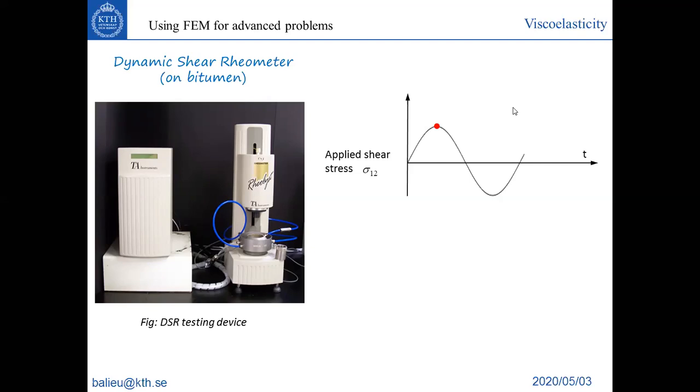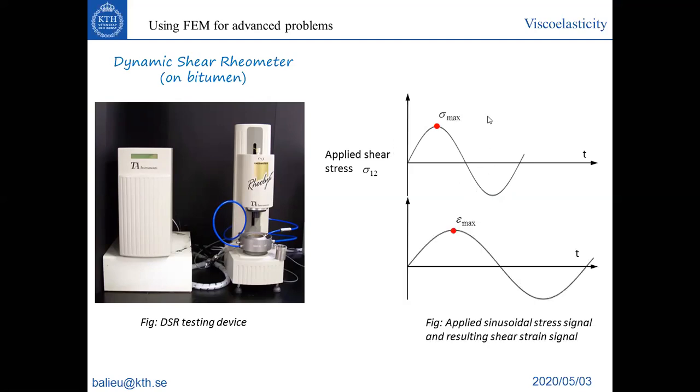So that means the input of the test is stress. It's not like the relaxation, where the input is the strain; here it's the stress. So you apply a certain stress, a shear stress, which is a sinusoidal signal. Since you apply stress as the input, you want to measure the strain as the output.